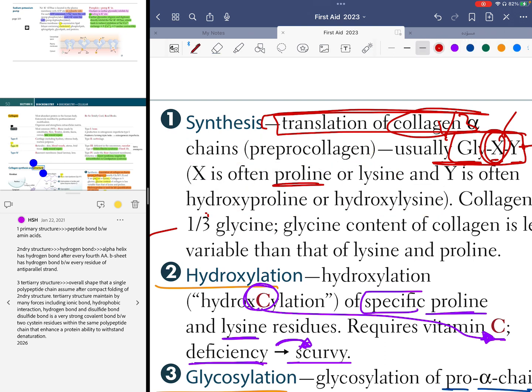Over here, proline and lysine were the basic amino acids. So that's the primary structure because we have peptide bonds within. But if we have hydroxyproline and hydroxylysine, that's the hydrogen bond between those, and it's an alpha helix, with a bond after every fourth amino acid. The beta sheet has hydrogen bonds between every residue of antiparallel strands.